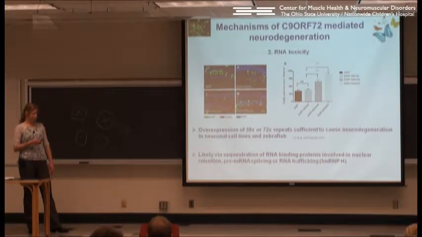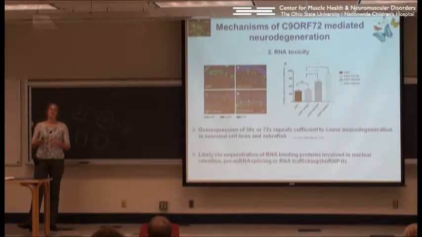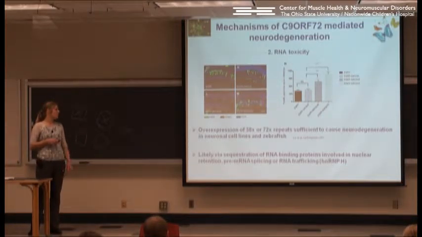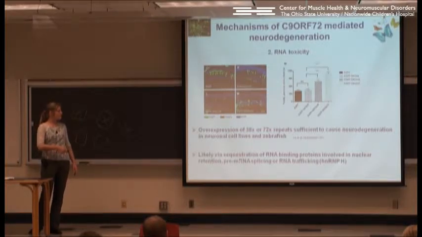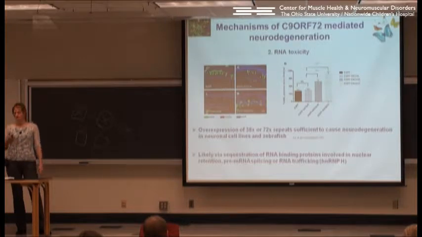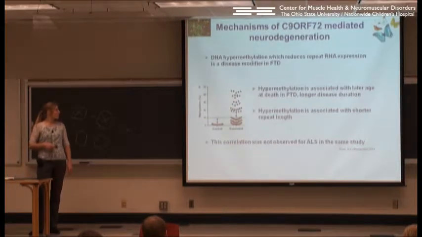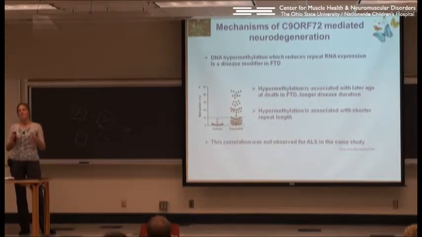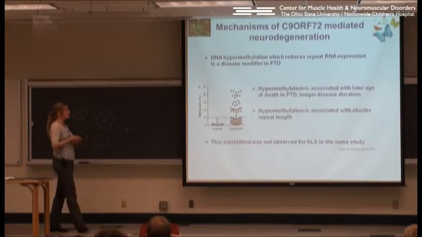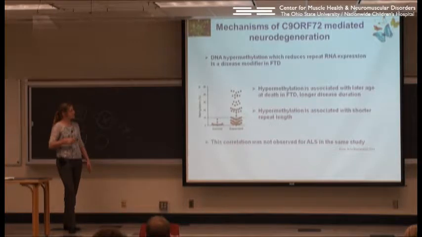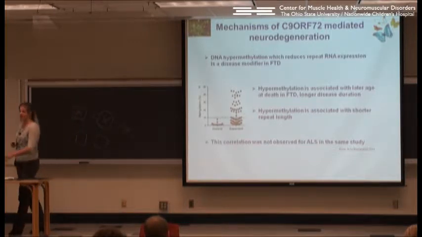And the proposed disease mechanism for RNA toxicity is the sequestration of RNA binding proteins. For example, they are involved in mRNA splicing, RNA trafficking. HNRPH is one of the proteins that is frequently found. So another point that would speak for this type of disease-causing mechanism is that DNA hypermethylation reduces the repeat RNA expression, and it is a disease modifier of FTD.